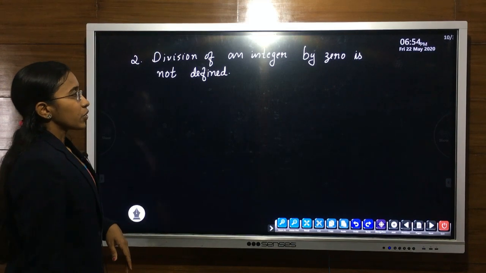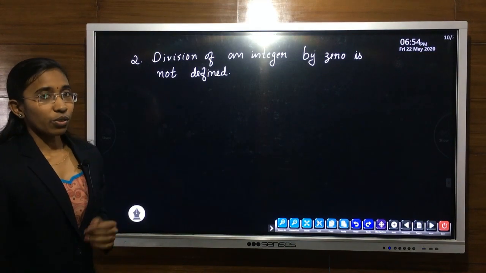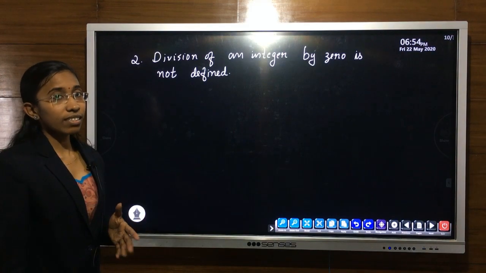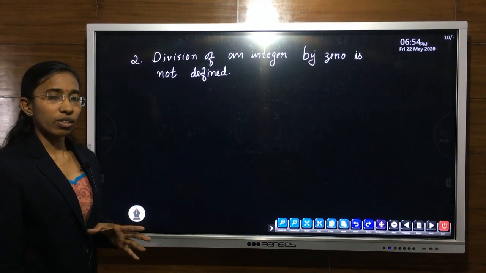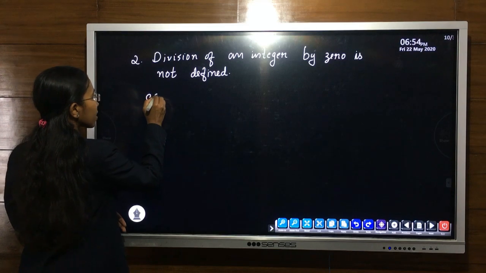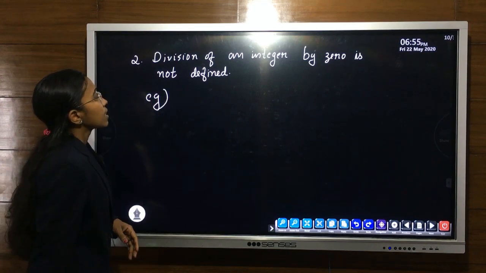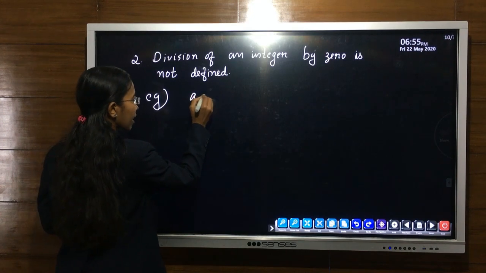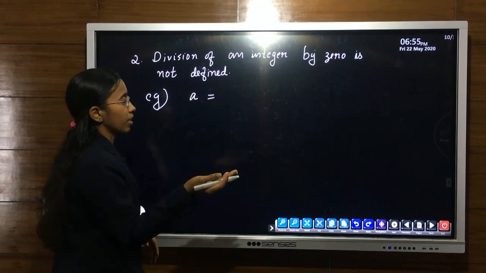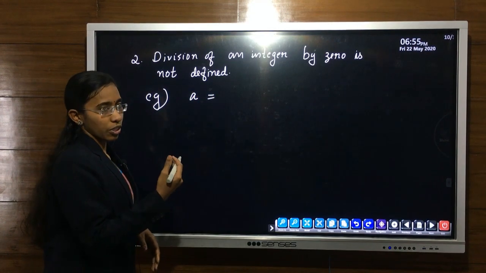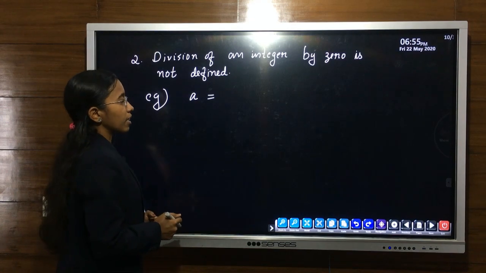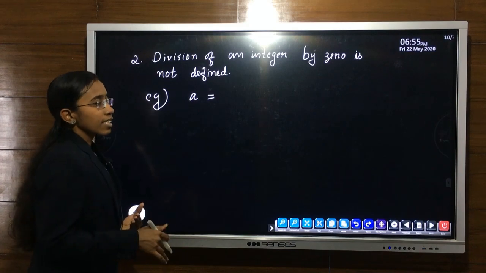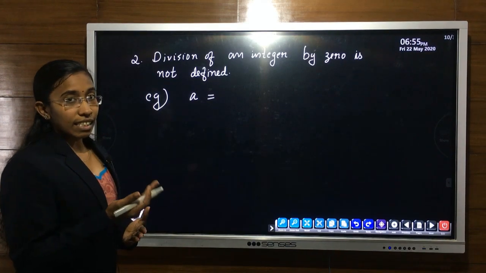And the second one: division of an integer by 0 is not defined. Not defined means we don't know what the value is. That value is not defined. Here also I am taking a equal to any number, whether negative, positive or 0, that is not a matter. Division of any integer or any number by 0 means our second integer is always 0.